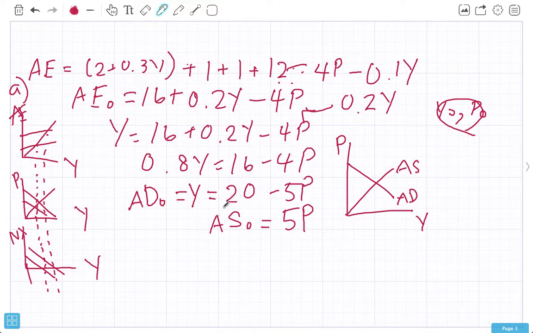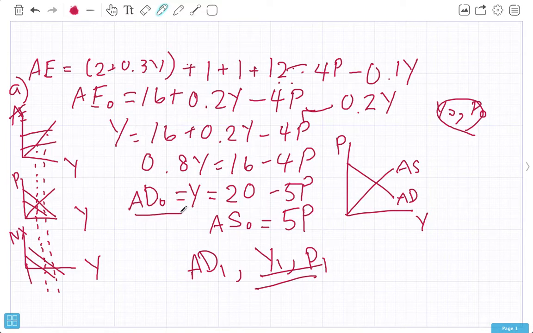And you do the same thing for your second one after there's an NX shock. And you probably have a new AD equation, AD1. You'd probably have Y1 and P1. But you already got it right when you tried to answer this problem for the first time. So yeah, try doing that to solve for your AD, and make sure you can graph all 3 of these.